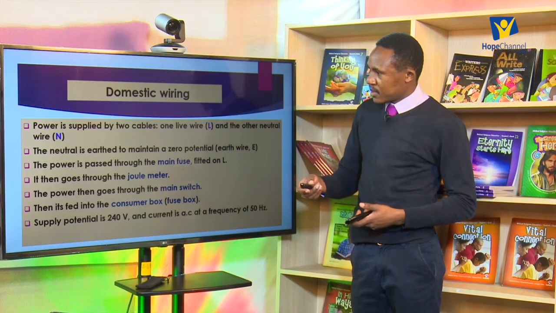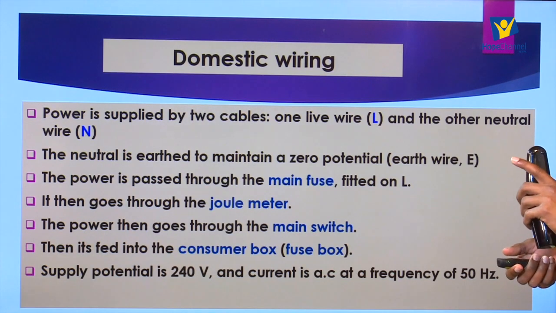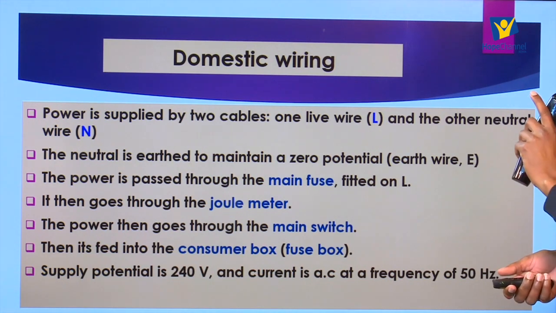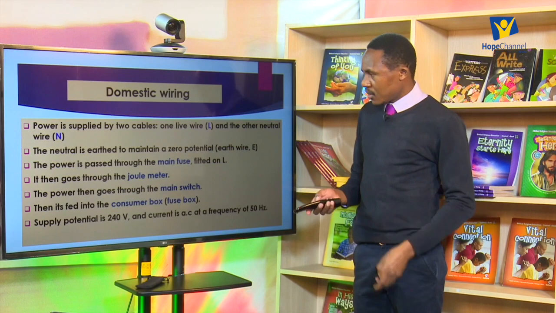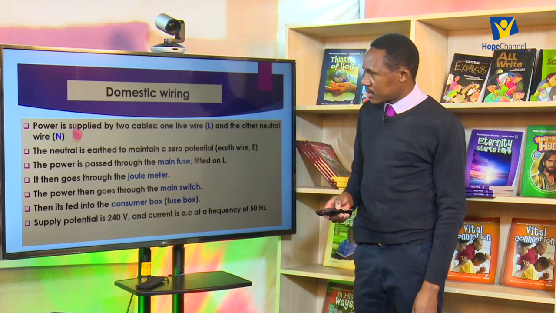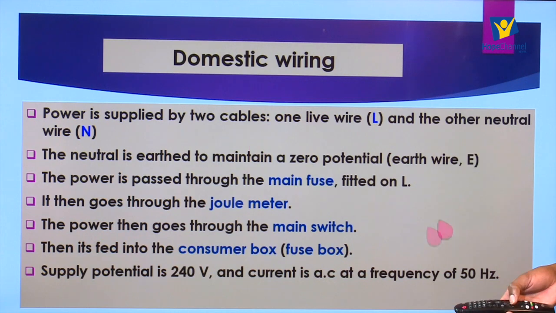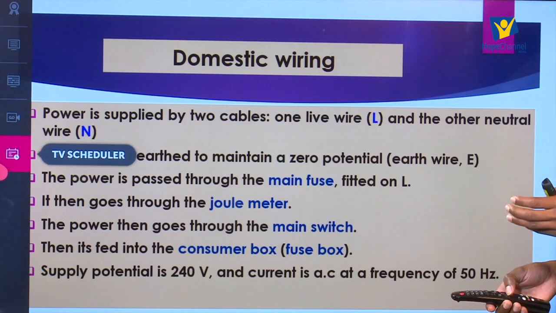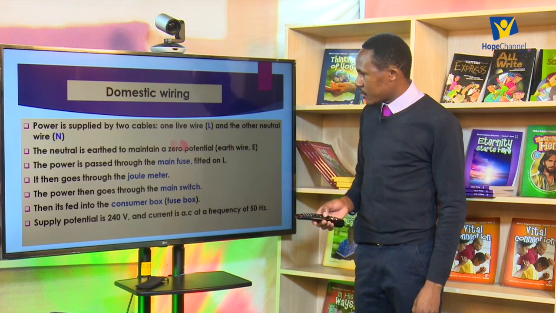Now from the transformers outside the houses, the power is going to be drawn to our homes, to our houses. What follows after it has been drawn to our houses is the domestic wiring. So let us look at what domestic wiring is. Now generally from the local transformer, the power is supplied to our houses by two cables. There is a two-wire cable, and one of the cables is a live wire, and the other cable is a neutral wire. So from the overhead, the last transformers before the houses, the power comes in two cables, one which is a live wire and the other one which is a neutral wire.